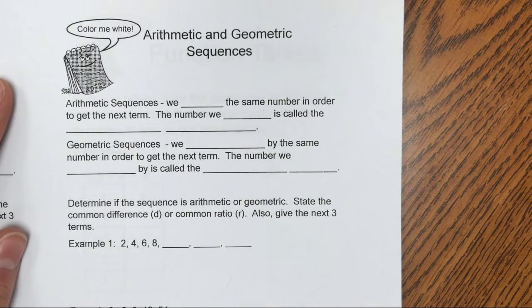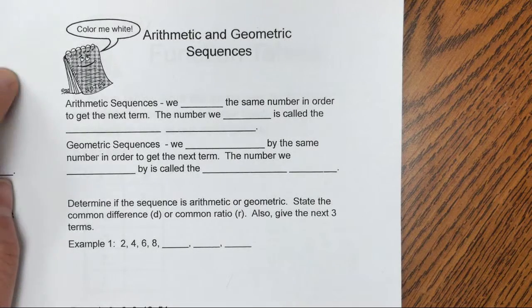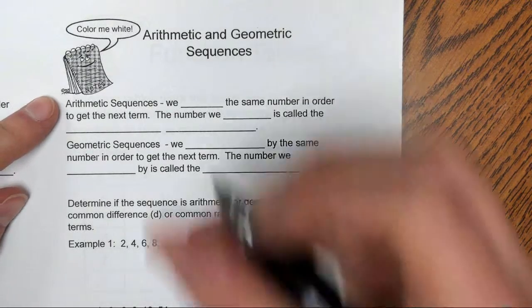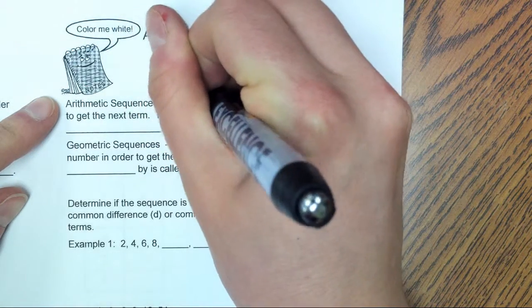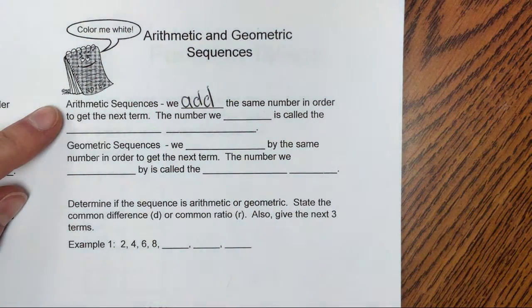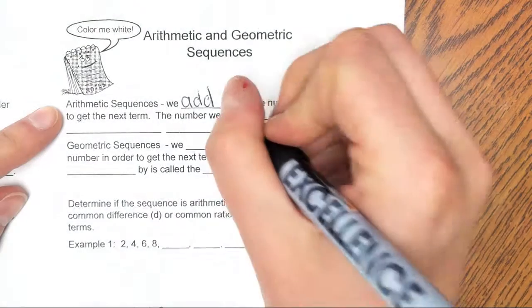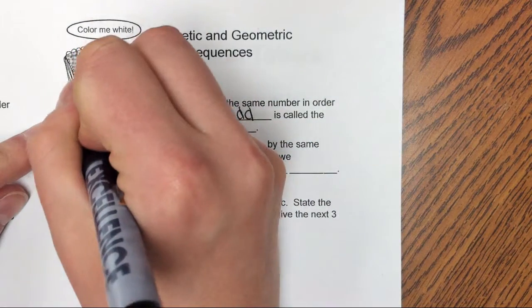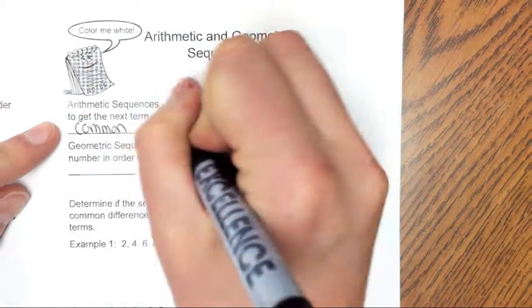Our next topic in Math 7 is to discuss arithmetic and geometric sequences. Arithmetic sequences occur when we add the same number in order to get the next term in the sequence. The number we add is called the common difference.